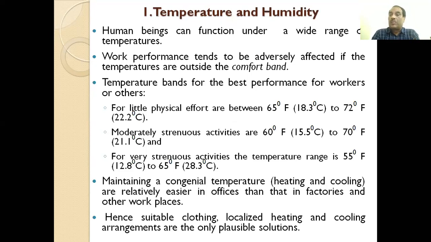The temperature band for the best performance for workers doing little physical effort is between 65 degrees Fahrenheit and 72 degrees Fahrenheit. So if a worker exerts little physical work, like us, sitting in the office, a temperature band between 65 and 75 degrees is best suited to give the best performance. If the work is moderately strenuous, then the comfort band should be between 60 and 70 degrees Fahrenheit. And where more strenuous activities are involved, where people work hard with more physical involvement, the temperature range should be 55 to 65 degrees Fahrenheit.